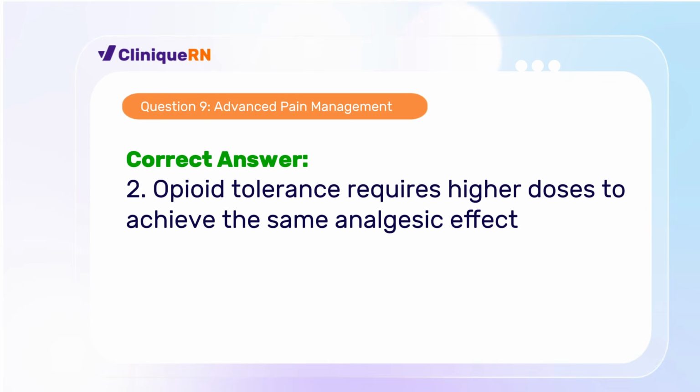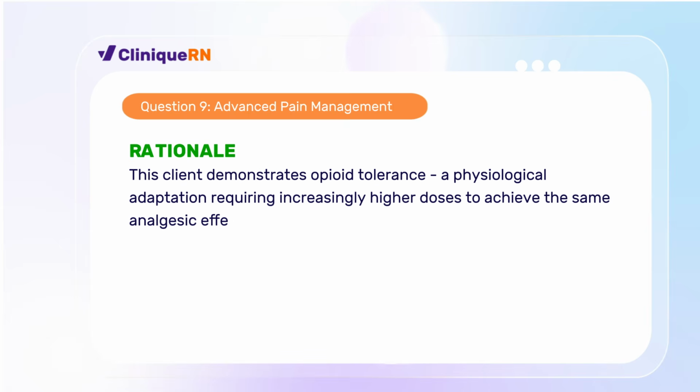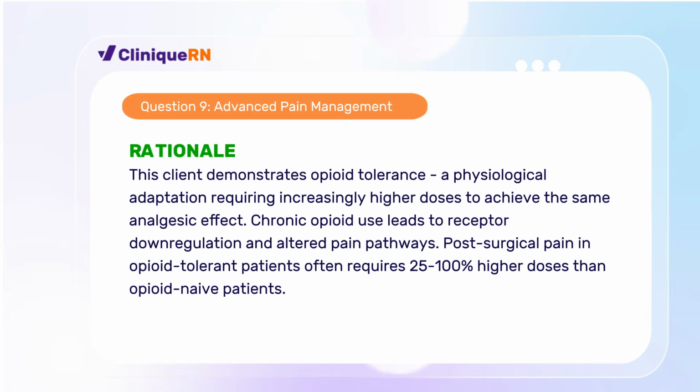The correct answer is 2. Opioid tolerance requires higher doses to achieve the same analgesic effect. Rationale. This client demonstrates opioid tolerance, a physiological adaptation requiring increasingly higher doses to achieve the same analgesic effect. Chronic opioid use leads to receptor downregulation and altered pain pathways. Post-surgical pain in opioid-tolerant patients often requires 25 to 100% higher doses than opioid-naive patients.